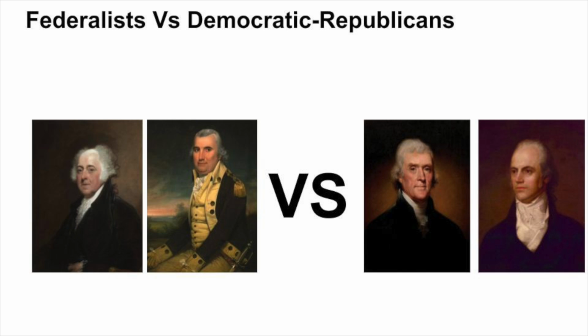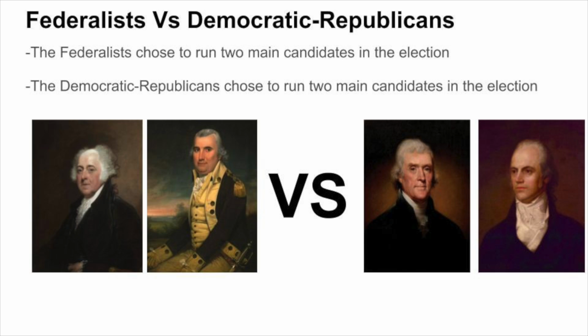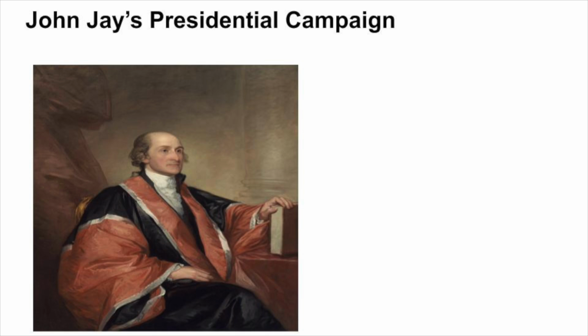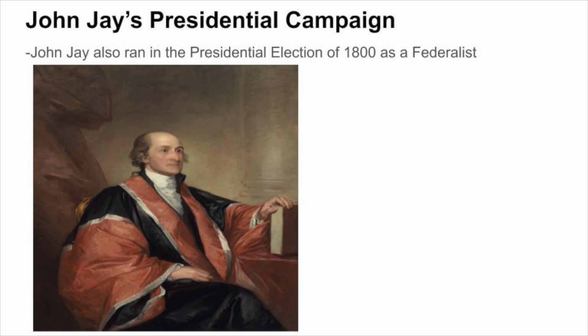In this election, both the Federalists and Democratic Republicans chose one candidate as their presidential contender and one candidate as their vice presidential contender. Additionally, John Jay chose to run for president as a Federalist, although his candidacy was virtually unrecognized by the Federalist Party.